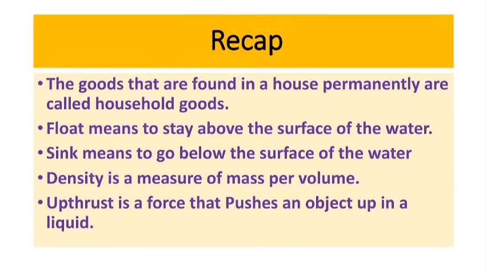Now let's have a small recap of what we learned today. The goods that are found in a house permanently are called household goods. Float means to stay above the surface of the water. Sink means to go below the surface of the water. Density is a measure of mass per volume. Upthrust is a force that pushes an object up in a liquid.